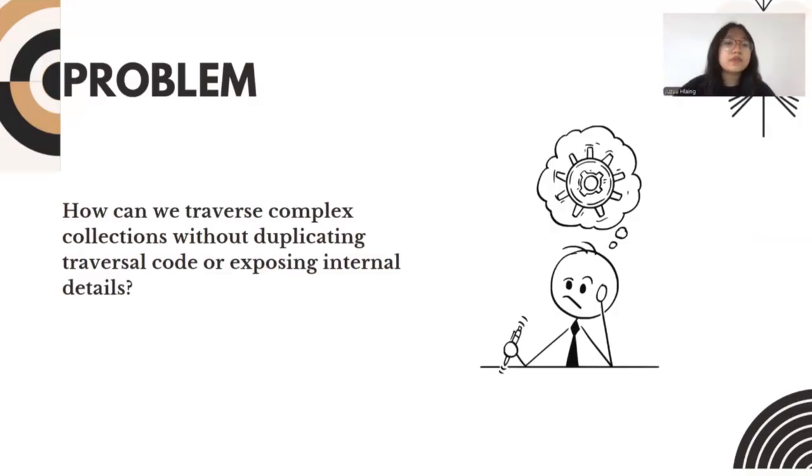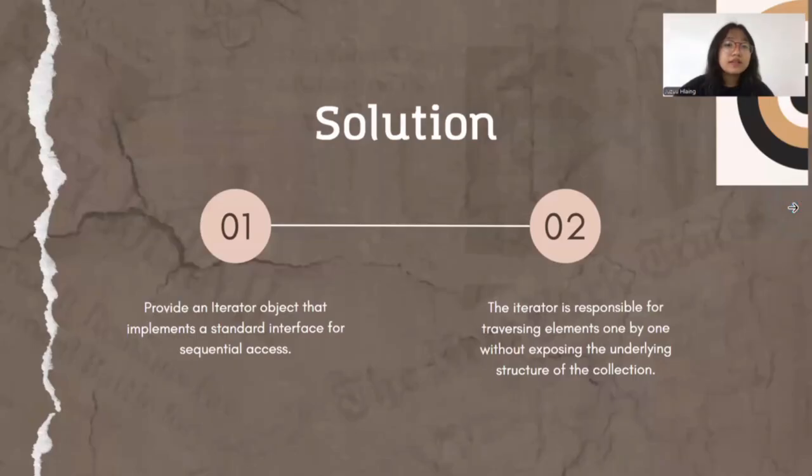Our team's main problem is: how can we traverse a complex collection without duplicating traversal code or exposing internal details? Now let's look at the solution. The iterator pattern provides an iterator object that implements a standard interface for sequential access. This iterator is responsible for traversing elements one by one without exposing the underlying structure of the collection.